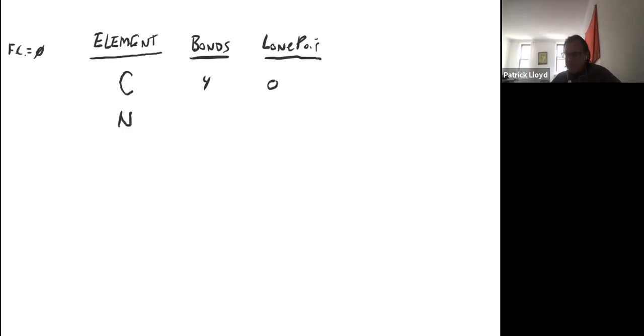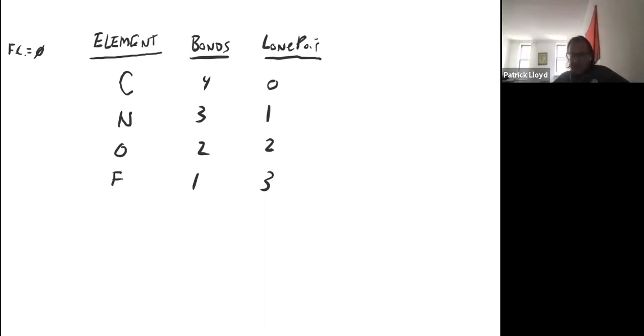Nitrogen, I'm just doing the most important biological elements. 3 bonds and 1 lone pair. Oxygen, 2 bonds and 2 lone pairs. And then fluorine is 1 bond and 3 lone pairs. So see, there's a pattern there. 4, 3, 2, 1, 0, 1, 2, 3. Those are what will give them the formal charge of 0.